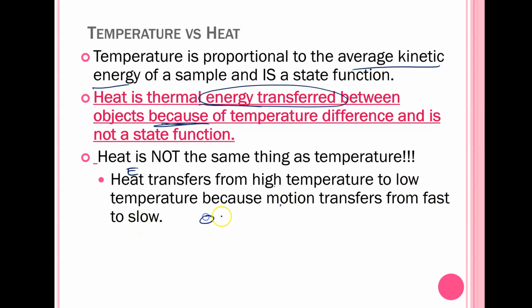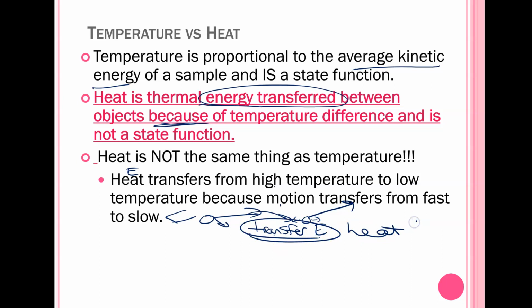If I have very fast moving molecules bouncing around and they hit a very slow moving molecule, when they hit, they transfer energy, kinetic energy, energy of motion. This one speeds up, this one slows down. And when they transfer that energy, that right there is heat. It's a transfer of energy because you have fast motion going to slow motion.